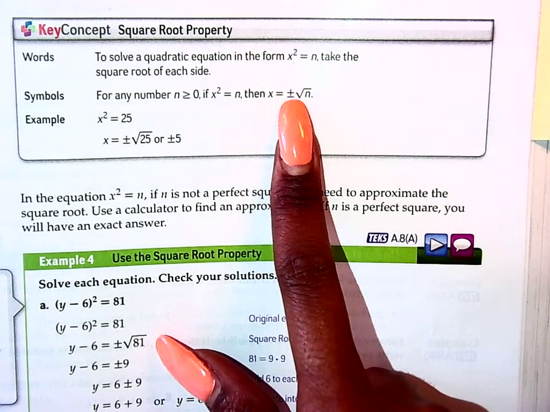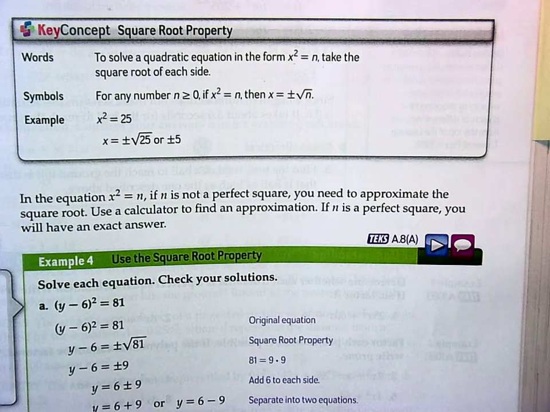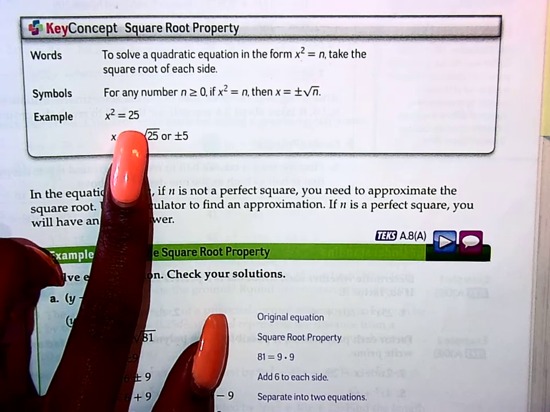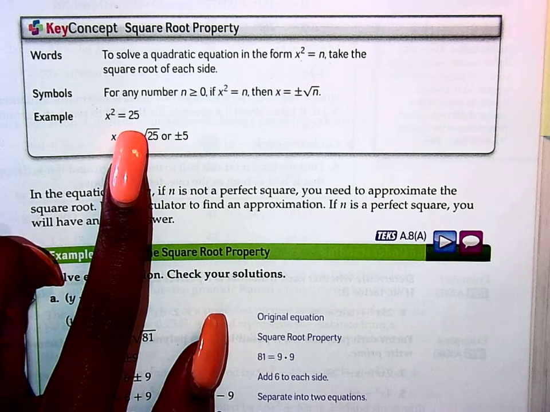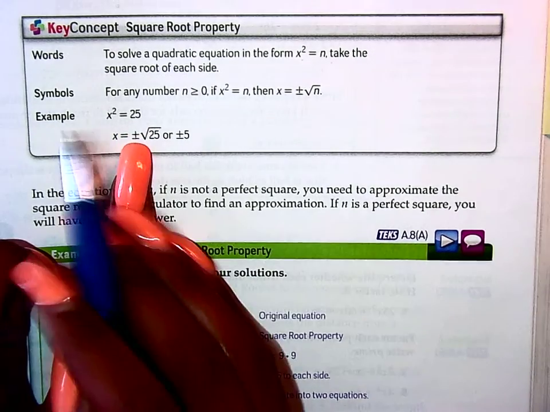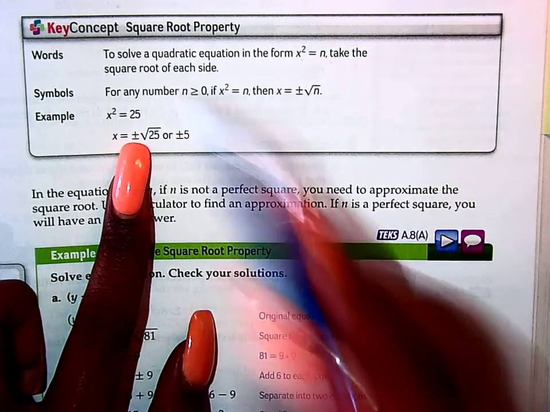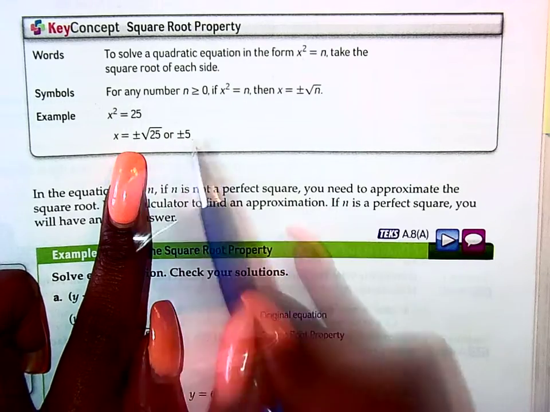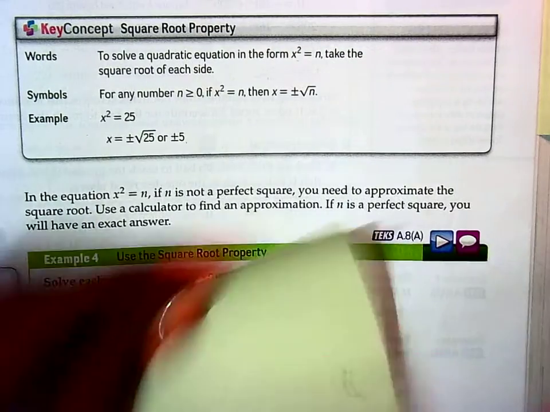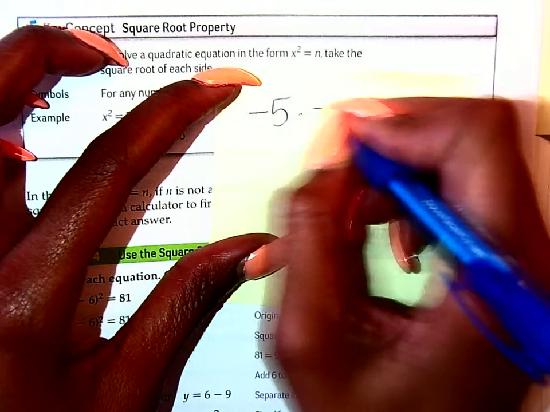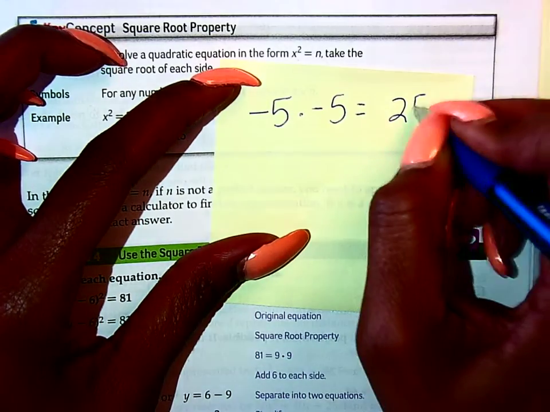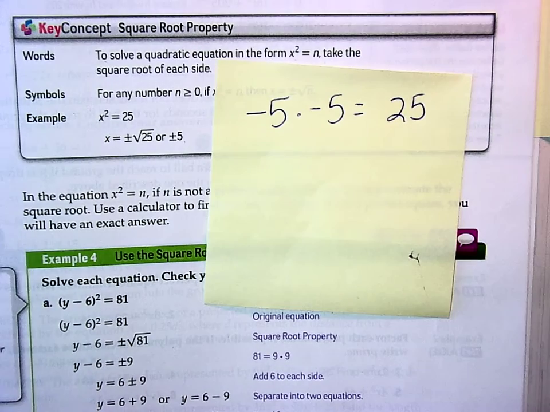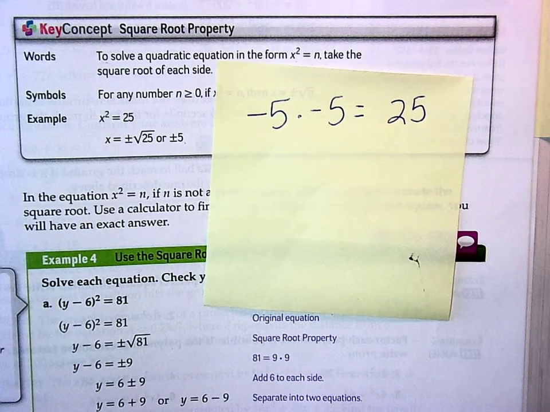This plus or minus sign means you're going to get a positive number and a negative number for your answer. So for example, if we have x squared is equal to 25, take the square root of both sides. You get x equals plus or minus square root of 25. Well, what's the square root of 25? 5. So x is equal to plus or minus 5. And the reason it's plus or minus 5 is because of this. What's negative 5 times negative 5? Positive 25. So square roots can have plus or minus answers.